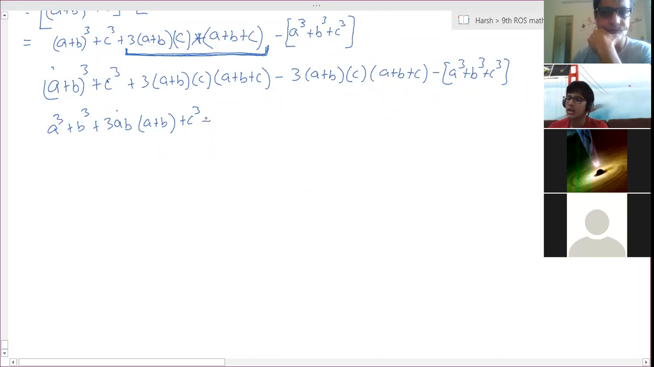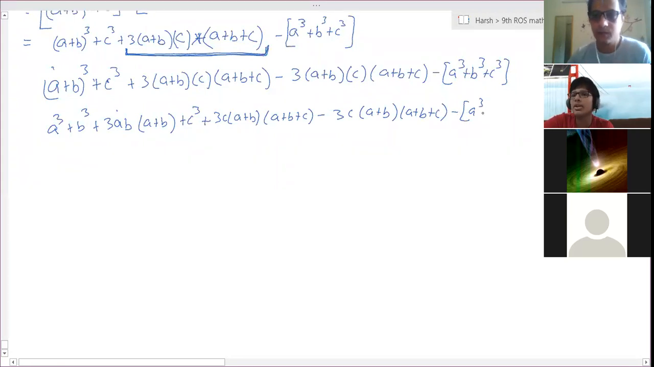Plus 3(a plus b) into c. Okay, I'll write it here: a plus b plus c minus 3c(a plus b). And then minus a cube, minus b cube, minus c cube. No need for brackets, sir. Okay, I'm removing this bracket now.